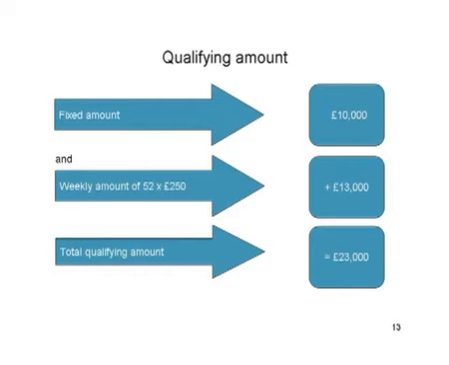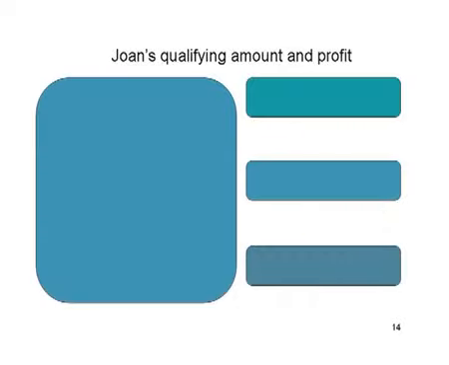Now let's find out how to use the qualifying amount to work out the profit for Joan. Joan became a Shared Lives carer halfway through the year. There are no other carers in her home. She uses half of the £10,000 fixed amount as she's been a Shared Lives carer for half of the year, so that's £5,000.